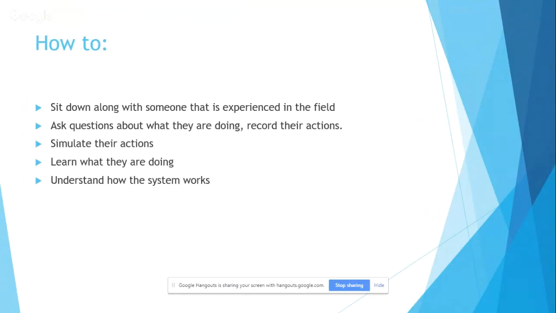How to apprentice? Apprenticing is fairly simple. You sit along with someone that is experienced in the field, ask questions about what they're doing, record their actions, simulate their actions, ask more questions, learn what they're doing, understand how the system works. This has a lot of benefits.